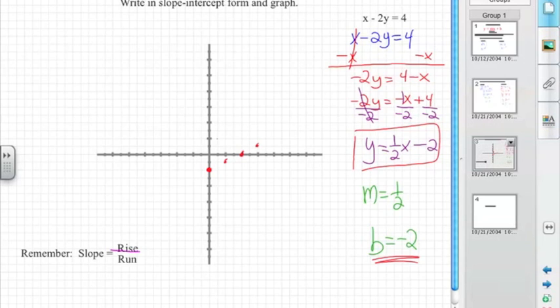So this is another way of putting a line on a graph. It's the most efficient way of putting a line on a graph because you need to mathematically find 1 point, and from that 1 point, you can use the slope to graph the line. And so we will put the line on the graph, and there it is. That is the line x minus 2y equals 4 when you graph it.